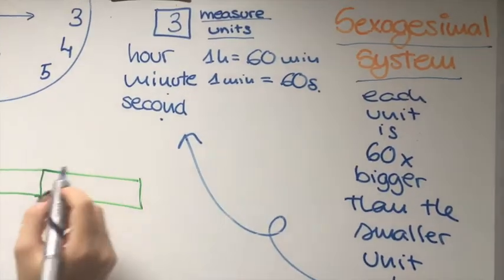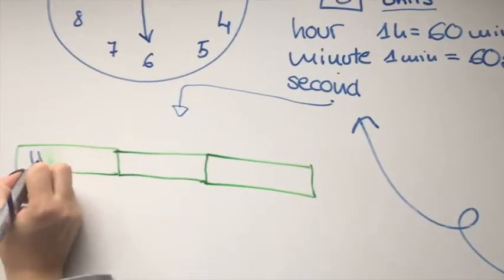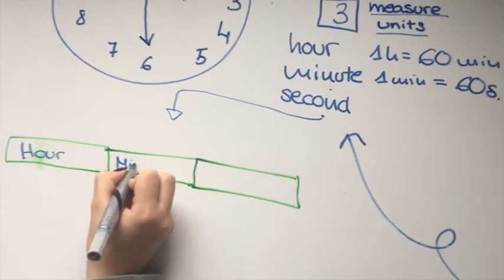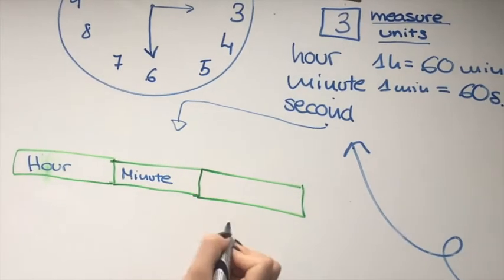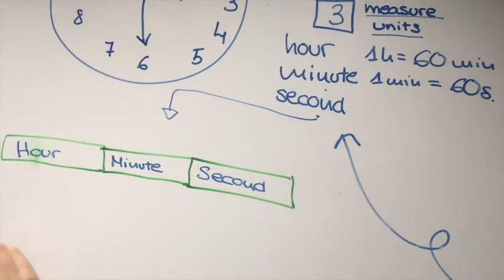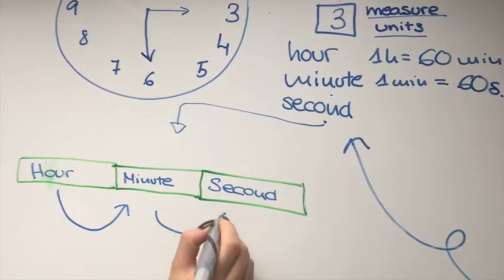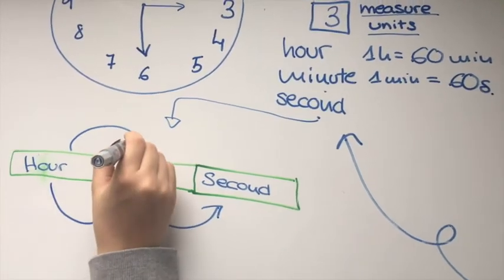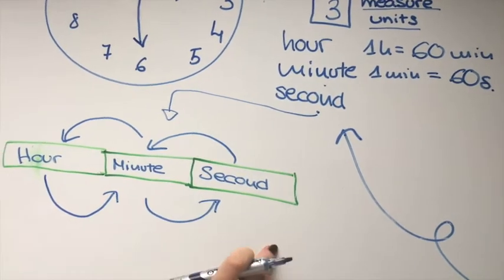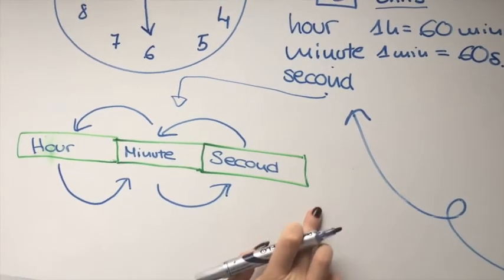So now we are going to make a little scheme to help us to transform quantities into different units. First we place the biggest one, the hour, then the minutes, and finally the seconds. In order to make the scheme, we are going to use a couple of arrows so that it helps us to change a quantity from one unit to the other. So, if we want to transform a quantity to a smaller unit, we will multiply it by 60.